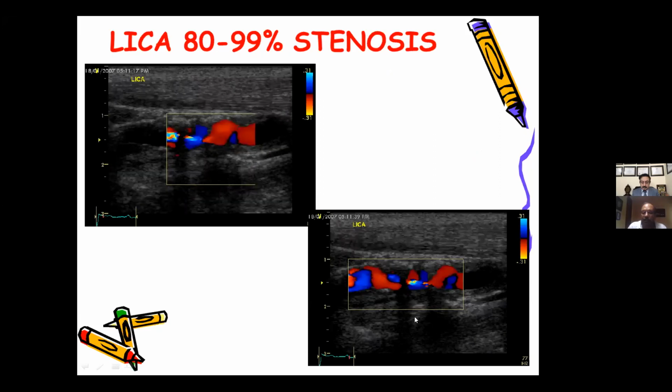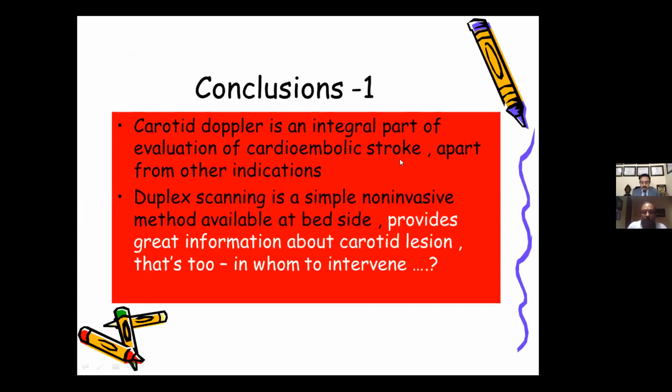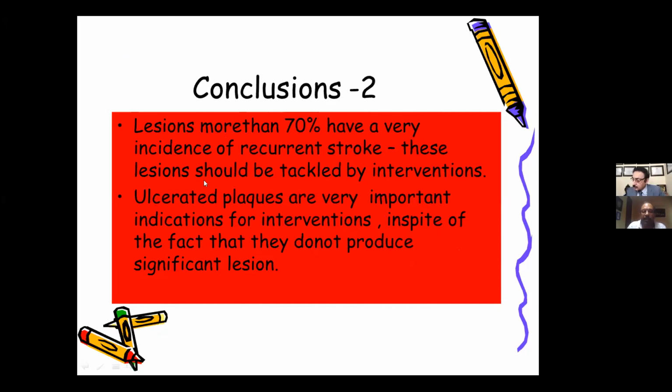In conclusion, I like to say, it is a very integral part of evaluation of a cardioembolic stroke. Provided you're an expert, provided you spend time, provided you don't have 10 people sitting outside for a duplex scanning. This is a simple non-invasive method available at bedside, and gives you great information about carotid lesions, and in whom to intervene, apart from preventive cardiology. Any lesion more than 70% has a very high incidence of recurrent stroke, and these lesions should definitely be tackled by intervention. I'm not going to talk of intervention at all. Ulcerated plaques are a very important indication for intervention in spite of the fact they do not produce any significant lesion.